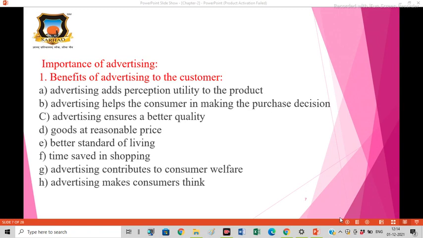Hence, it increases their standard of living. So, for a better standard of living, advertising is beneficial. The next is the time saved in shopping. Advertising contributes to consumer welfare, and advertising makes consumers think.